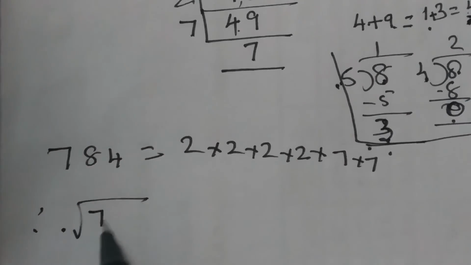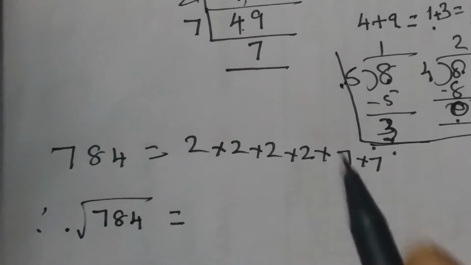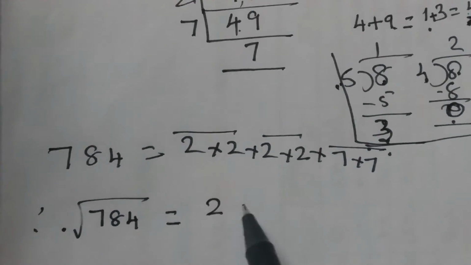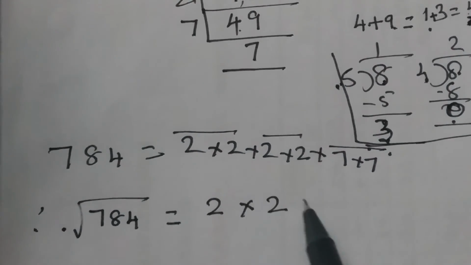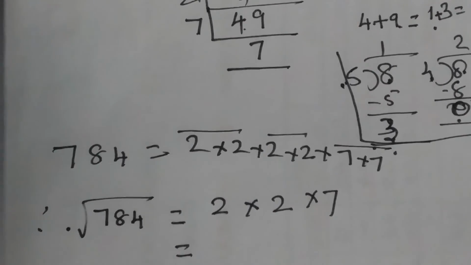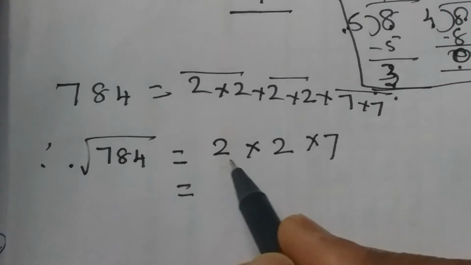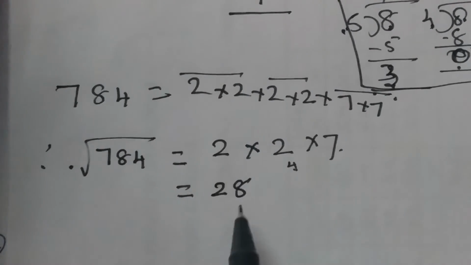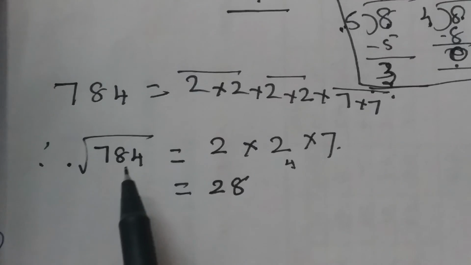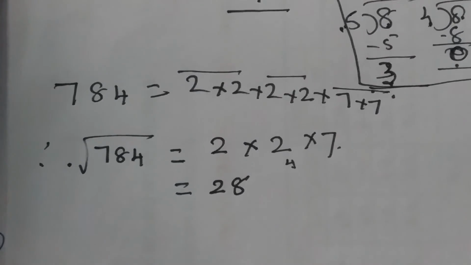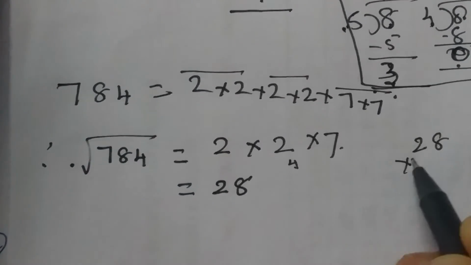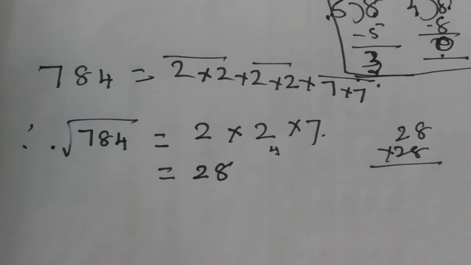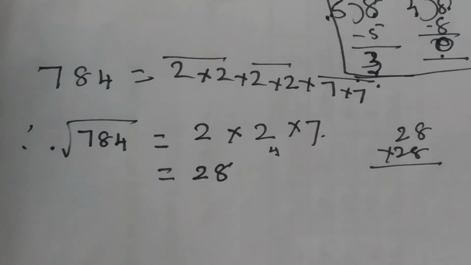Therefore, root of 784 is equal to, what do we do? Group 2 factors together. For these 2 2's, 1 2, next 2 2's, 1 2, and the next 2 7's, 1 7. And what's the next step? Multiply all the common factors. 2 2's are 4. 4 7's are 28 is the square root of 784. How to check this answer? You multiply 28 into 28 and check whether you are getting 784. So if you get 784, your answer is correct.